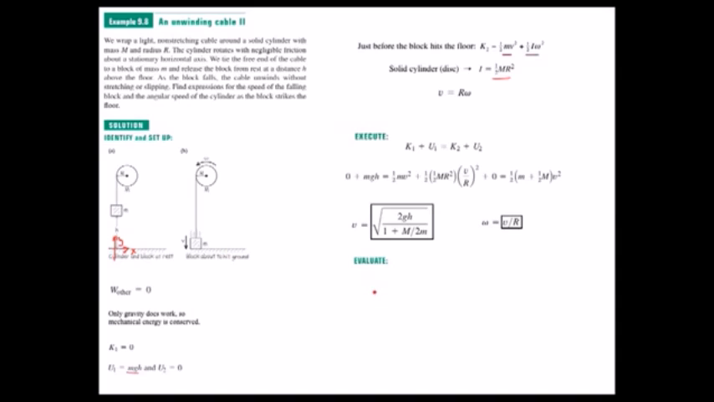In the opposite limit, where the mass of the cylinder is equal to 0, this term goes to 0, and we find that V would just be equal to the square root of 2gh, and in fact the block would hit the floor at a speed as if it were simply dropped from a height h. And this ends example 9.8.